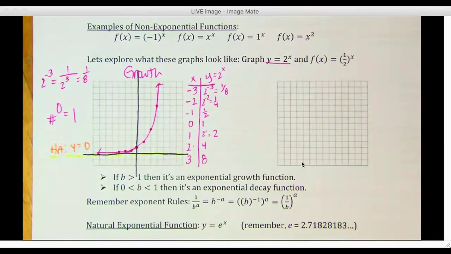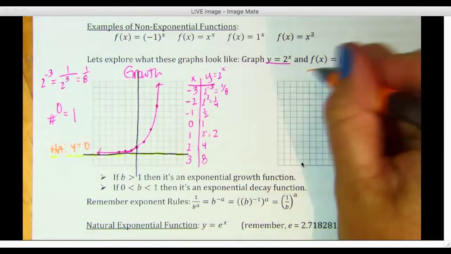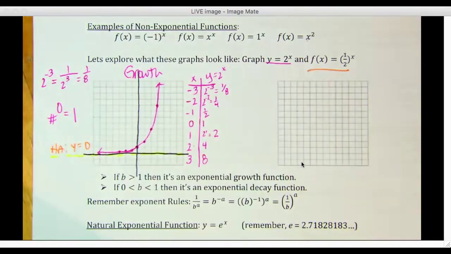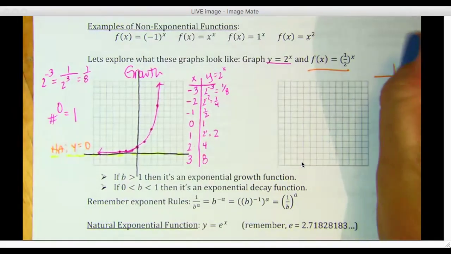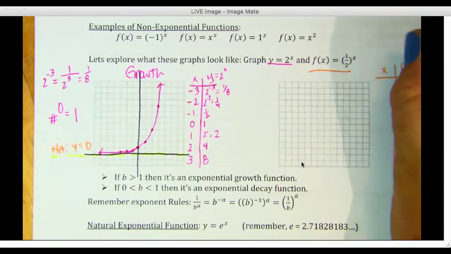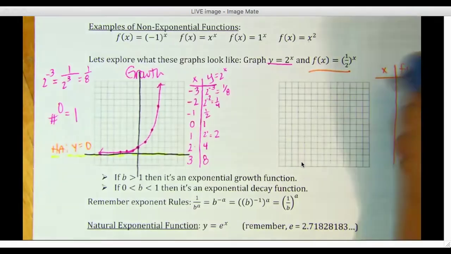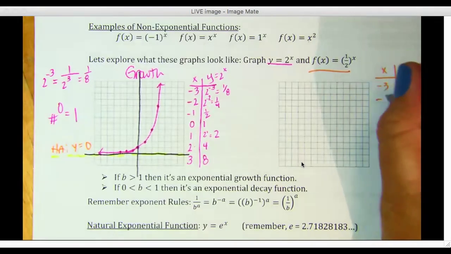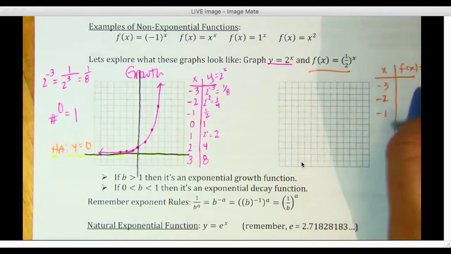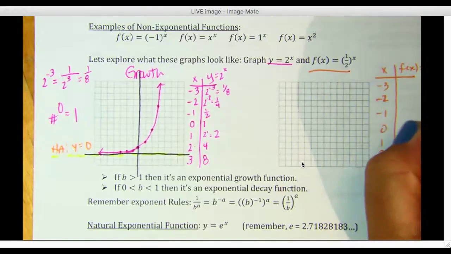All right. Let's do the other problem here. We have f of x is equal to 1/2 to the power of x. And again, I'm going to make a table of points. And I'm going to use the same x values, -3, -2, -1, 0, 1, 2, and 3.